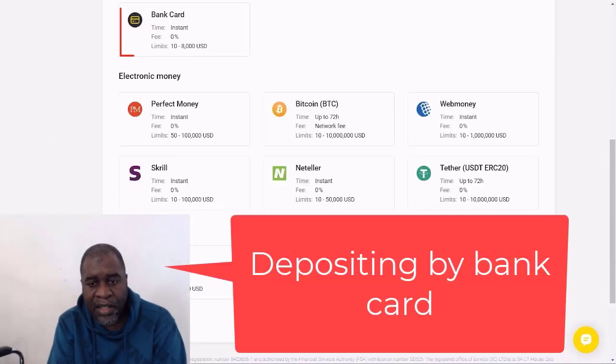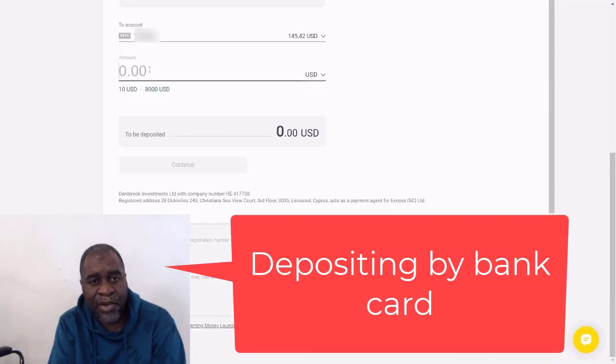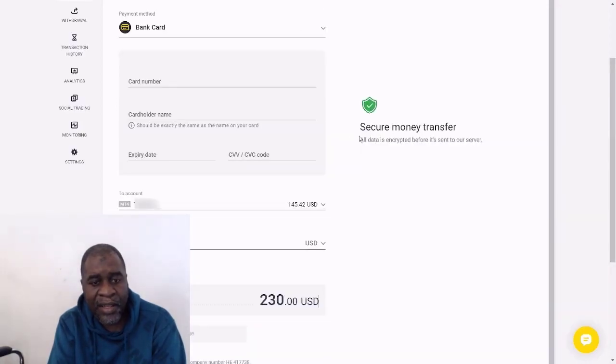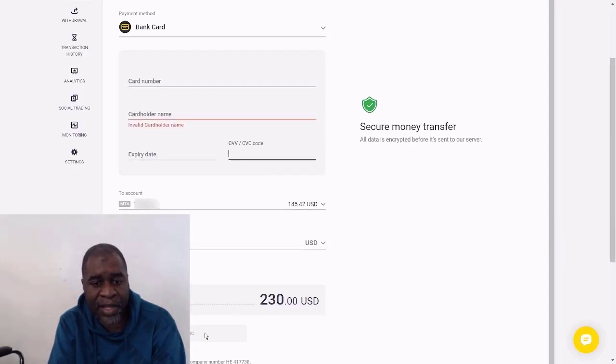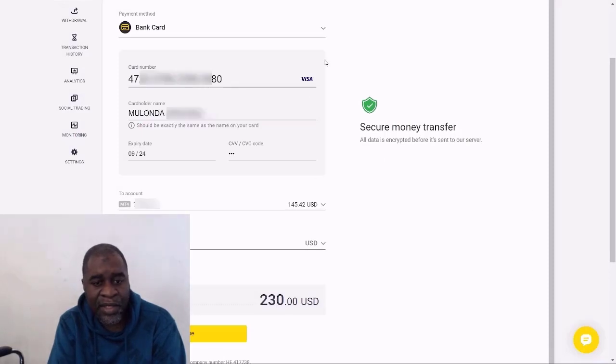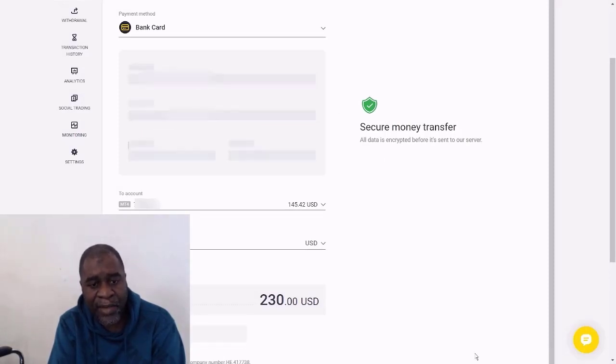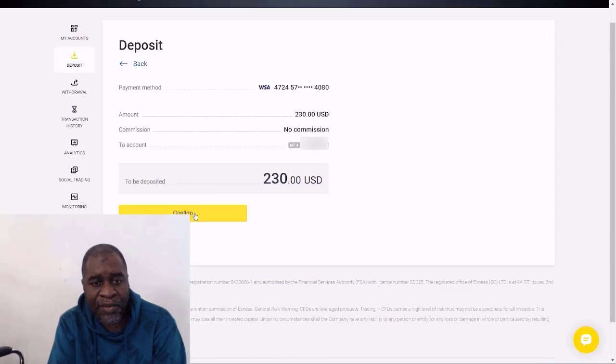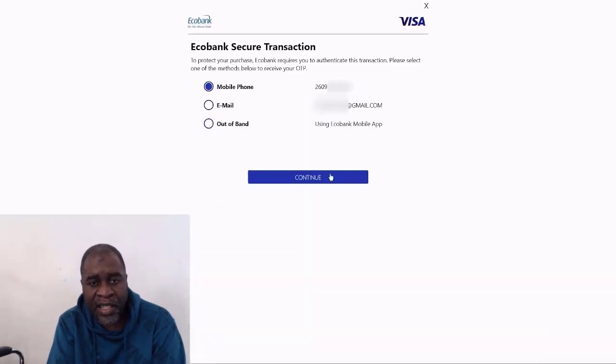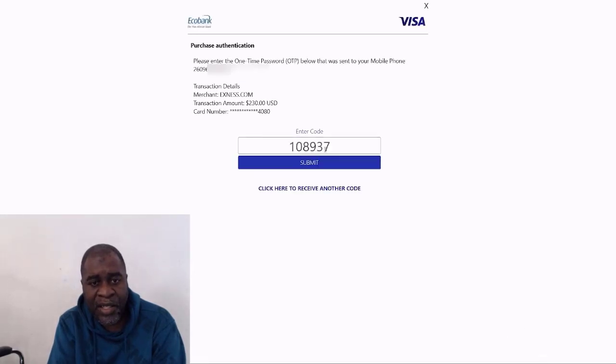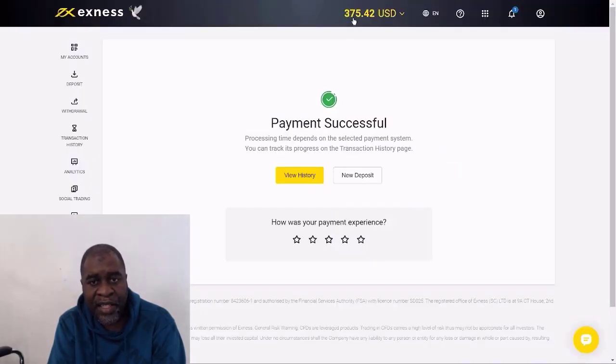Okay, it has refreshed. Now paying by bank card, I'm just going to click on deposit bank card. Here I'm going to put in the amount I'm depositing, $230. I'm going to then put in the card number, my name, expiry date, CVV. Let me put in those details. Once I've put in those details, I can click on continue. This is my EcoBank dollar card. Then I'm going to verify and confirm. It brings me here to the OTP verification. I'll put that in. Put in the OTP and confirm, and here it's done.